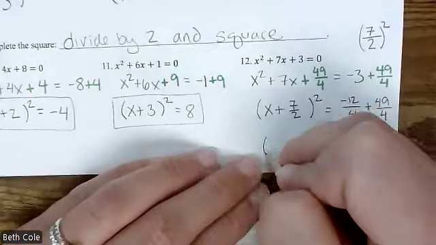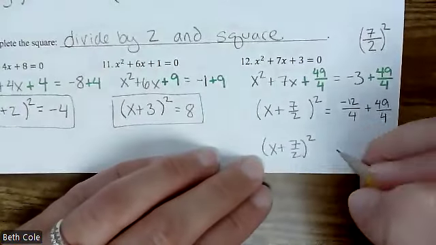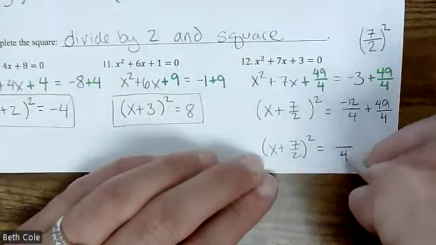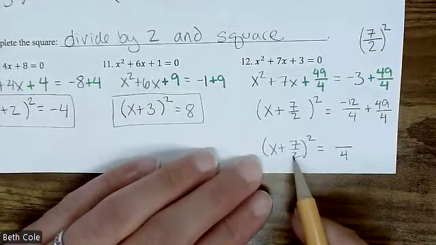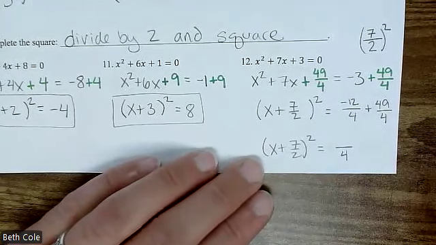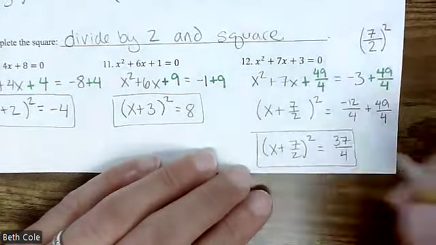And so here's your final answer. X plus 7/2 squared equals, and it's going to be something fourths. Do you see how we have halves and fourths? Halves, fourths. -12 plus 40, what is that, 37? Did I do that right in my head? Confirmation? Okay.